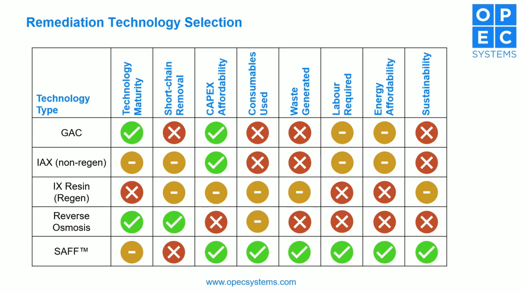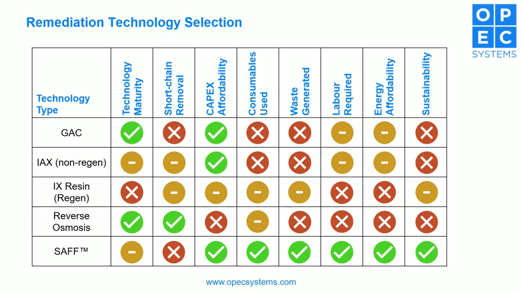In terms of affordability, if I move to the third column, you want to understand how much these plants are going to cost to put in up front. That CapEx equation is definitely considered by the client. And I think SAFF is up there with non-regen resin systems and GAC. It's certainly comparable from what we understand.